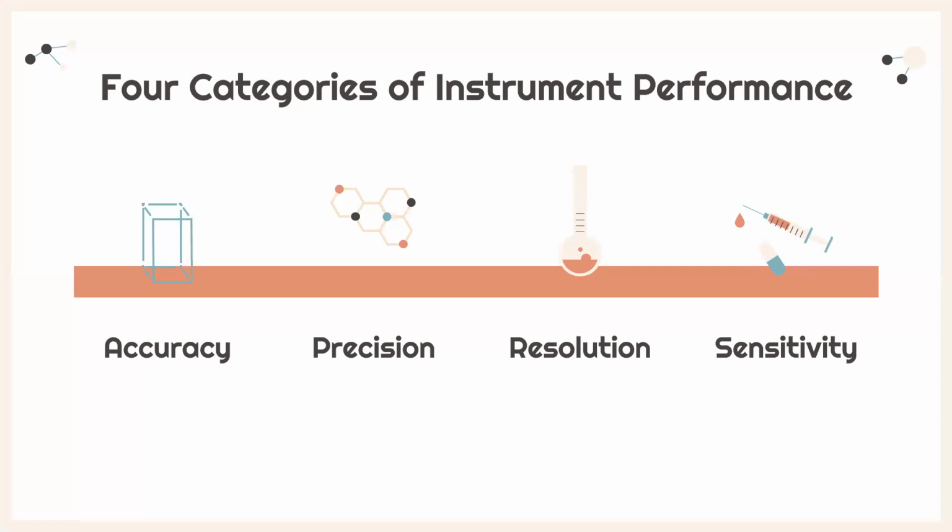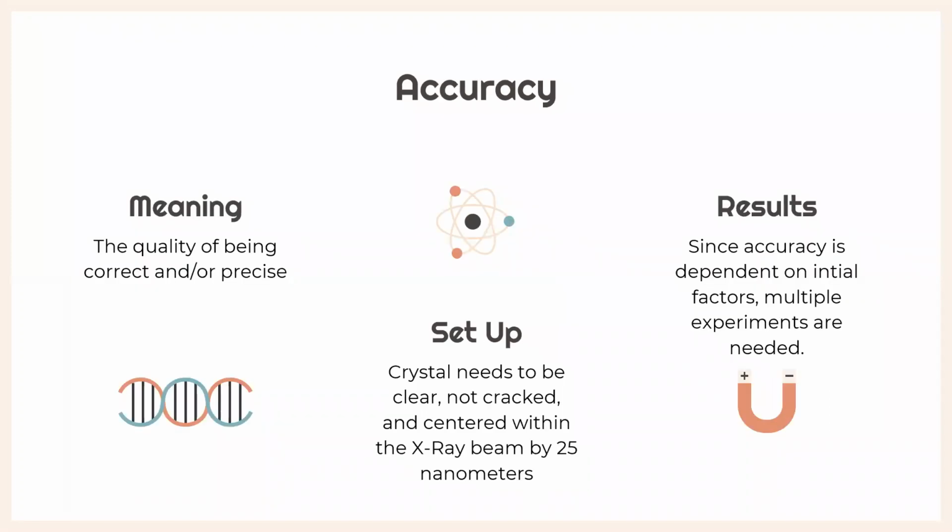First and foremost, there are 4 main categories of instrument performance. These are accuracy, precision, resolution, and then sensitivity. I'll be going through each of these one by one. So first and foremost, we have accuracy, which a simple definition of such is being correct and or precise.